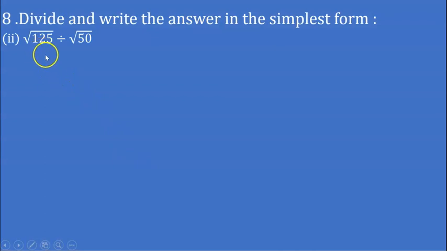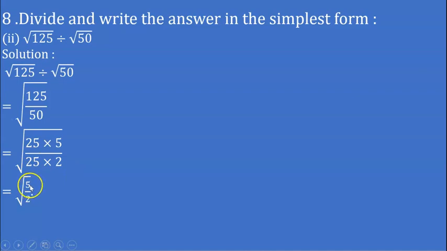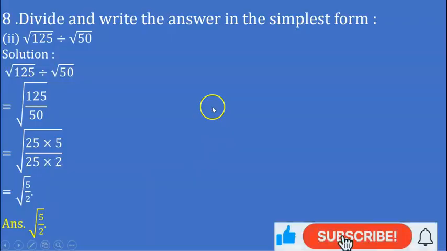Root of 125 divided by root 50. Again, root of 125 upon 50. Then 125 can be written as 25 into 5 and 50 can be written as 25 into 2. Okay, this 25 gets cancelled and then you will get root of 5 by 2, and hence the answer is root of 5 by 2.